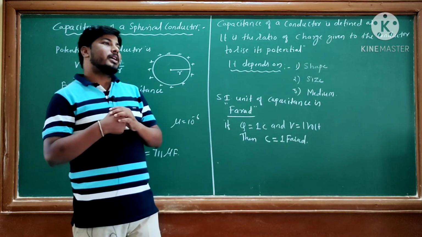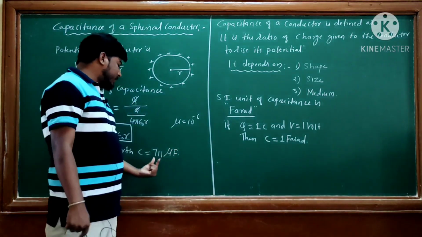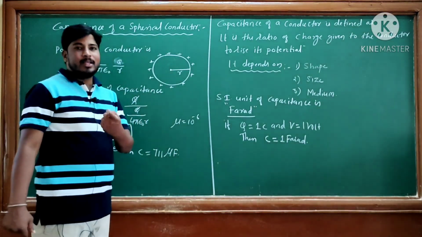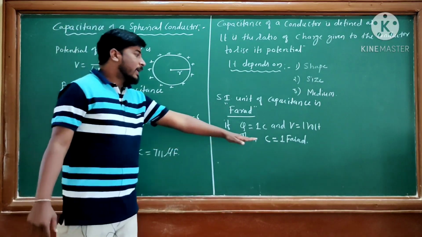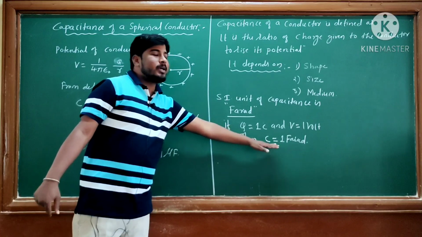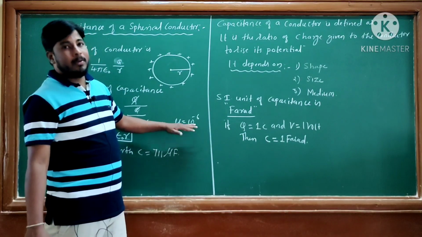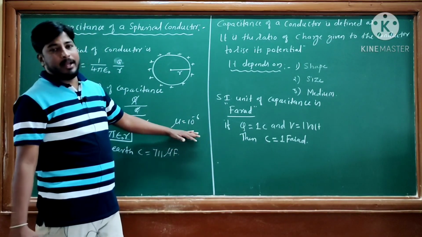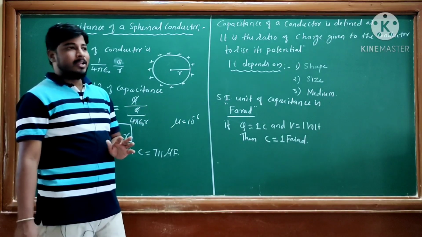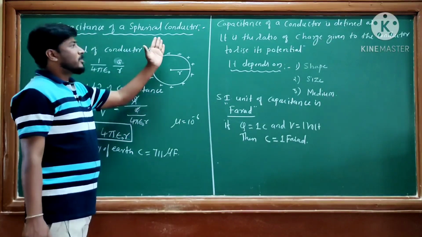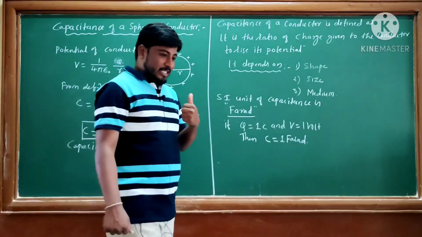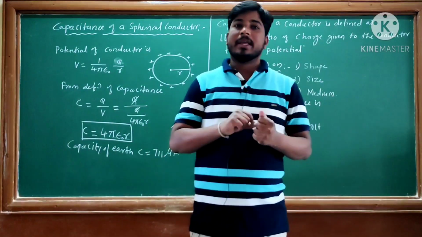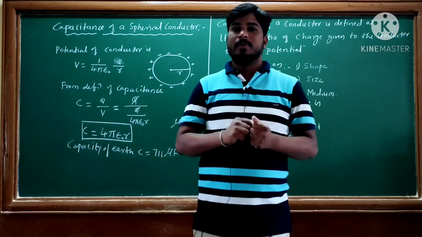When I substitute the large units, the magnitude of this value becomes very, very small. That is why we use capacitance in terms of microfarad, picofarad and nanofarad. So this is all about the capacitance of the conductor. And in the next class we will talk about the capacitors and their principles.